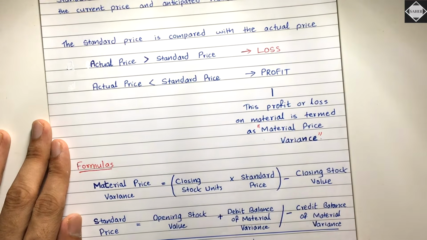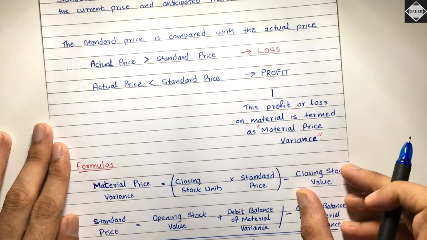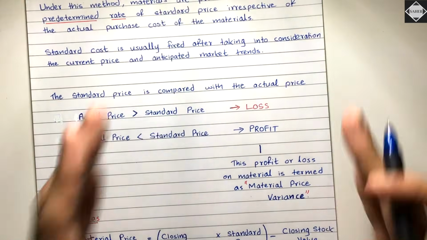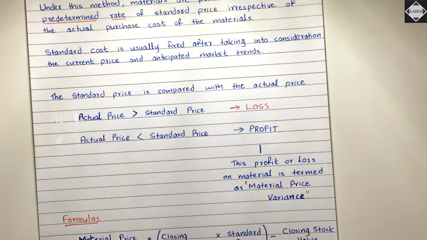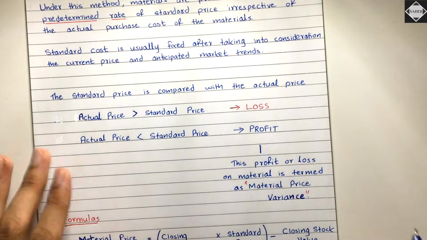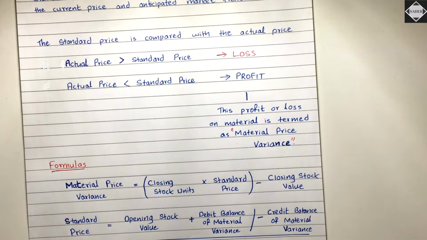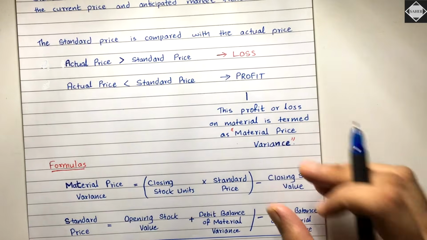Is it clear? Yes. So you will take this and subtract the closing stock value which is actually there in the stores ledger. In the stores ledger, in the balance column, what will be there at last will be at an actual value. So you will take that and you will subtract. You will find out what's the difference between both the things, the standard data, the budgeted data, and the actual data.